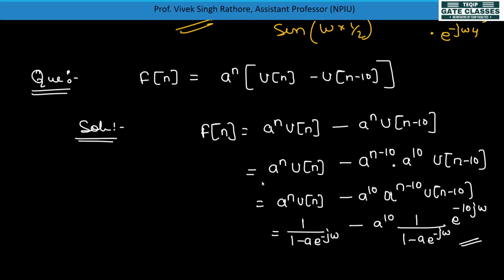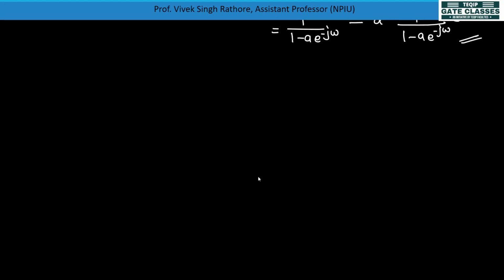So ultimately, I think you must now understand what the time shifting property is. Now we'll see one more question so that your understanding is clearer. We'll see f of n is given as u of n minus u of n minus 10.